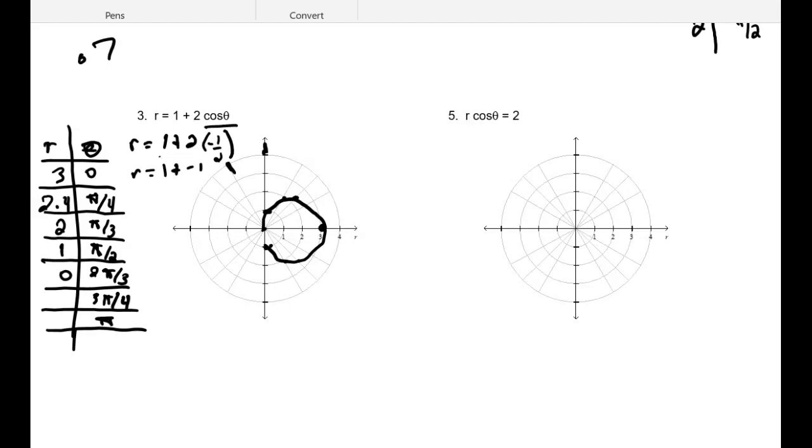If I then do 3 pi over 4, this 3 pi over 4 is again our negative 0.7, which gives us a negative 1.4. We add those, and our r ends up being a negative 0.4. So the first time with one of these, we've had a negative value. So you are looking at 3 pi over 4, just like the negative angles that we did yesterday. That's the direction you're looking at.